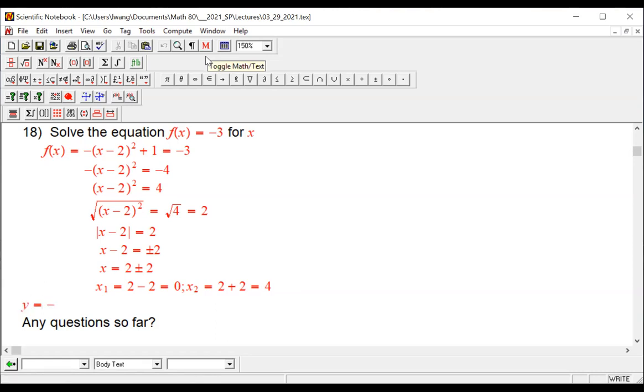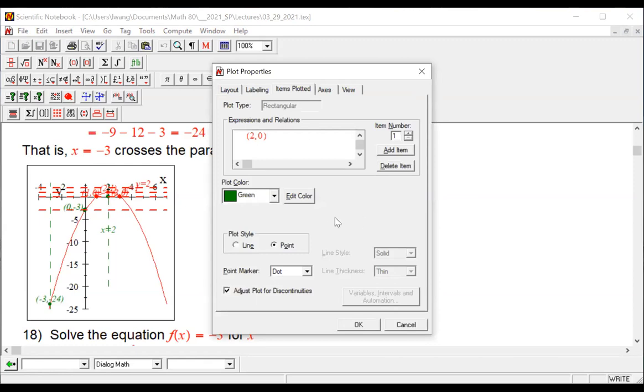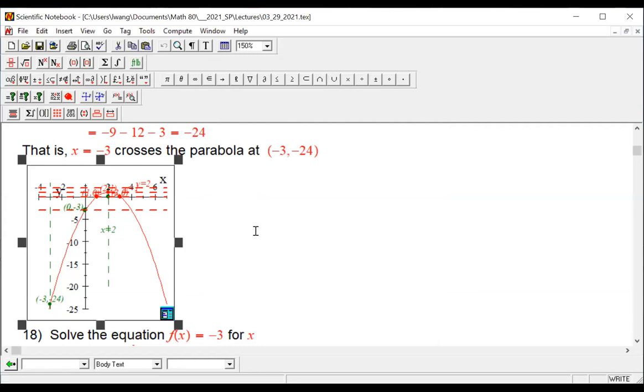So y equals negative 3, this horizontal line crosses the parabola at 2 points. One point is 0, comma negative 3, and the other point is 4, comma negative 3. That's what we found. Of course, 0, comma negative 3 coincides with the y-intercept.